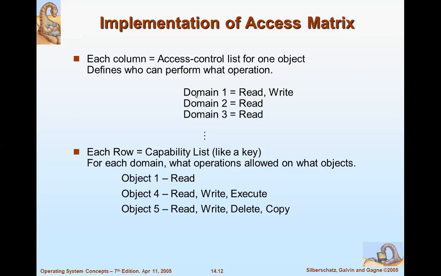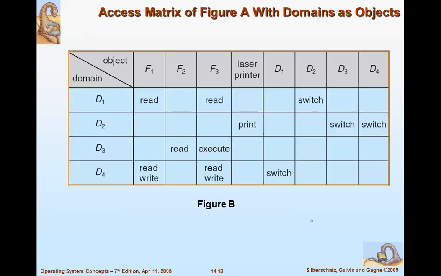And similarly, the object 5 can perform 4 operations. He can read, he can write, he can delete, and he can copy as well. So you can copy it from one place to another place with the help of object 5. Here in this bigger diagram, you can see that we now have a switching mechanism as well, so that you can jump from one place to another place, from one domain to another domain.